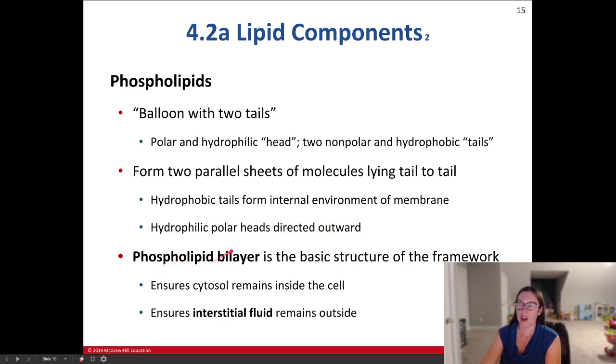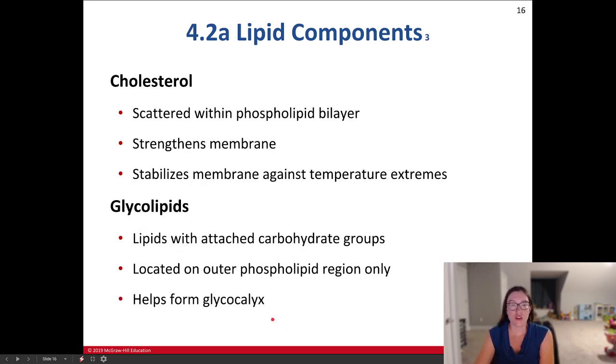And the phospholipid bilayer is kind of the thing that makes up the backbone or the framework of the plasma membrane. And it makes sure that the cytosol, which is the intracellular fluid, remains inside the cell, and that the interstitial fluid, or the extracellular fluid, remains on the outside. Cholesterol is going to be scattered within the phospholipid bilayer.